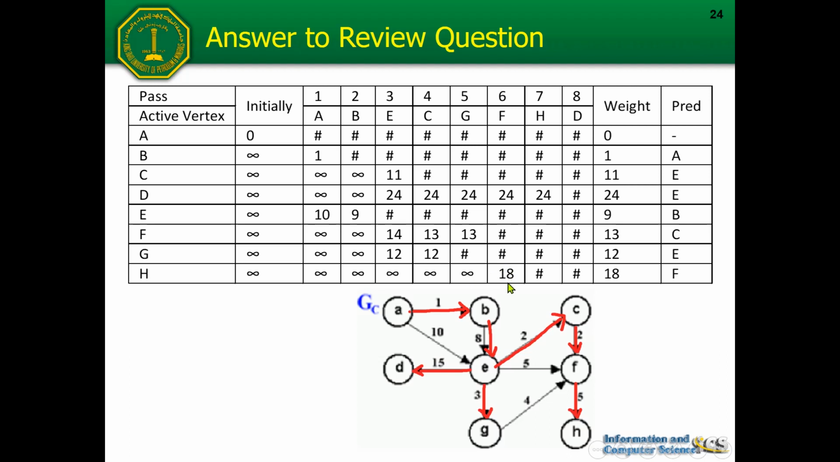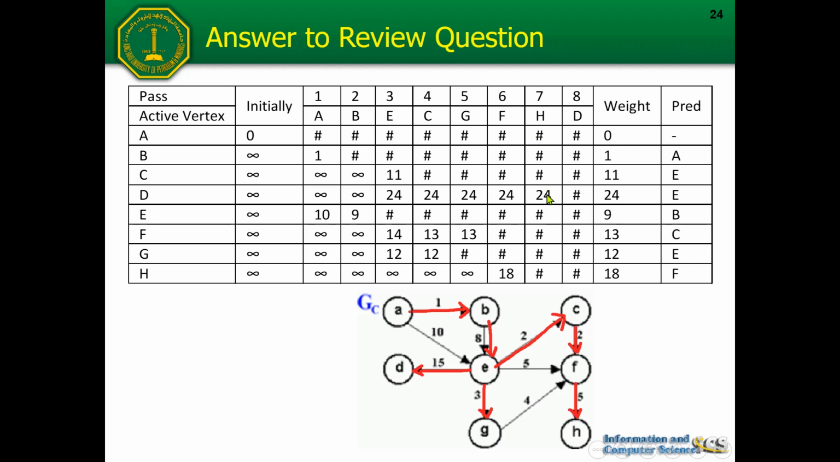Okay. Now we need to determine the next active vertex again by using the same approach. We find the minimum number, that will be 18. 18 corresponds to H, so the next active vertex will be H. Then we can put the hashtag for this cell and also the next cell. From H we cannot travel anywhere, which means we just copy the previous value for D over here, okay?